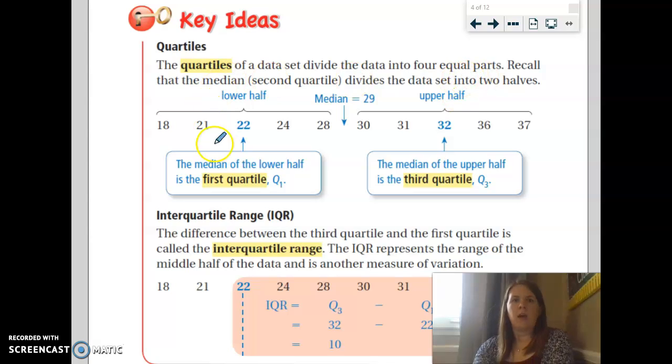The median of that lower half is considered to be your quartile 1, the first quartile. So you look at the lower half and ask, what's the median of the lower half? Well, it's 22. So that's my quartile 1, or my first quartile. Then you go to the upper half and find its median. That median is your quartile 3. What happens is that the median is actually your quartile 2. We don't need it right now, but just a heads up, your median is your quartile 2.